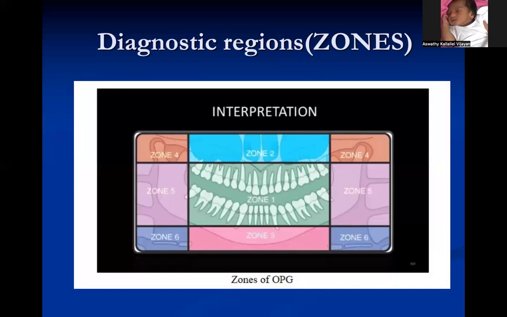Now, the diagnostic regions or zones in an OPG for interpretation are divided into 6 zones. Zone 1 is the maxillary and the mandibular teeth. Zone 2 is the midface region, which consists of the maxillary sinus, nasal septum, nasal fossa. Zone 3 is the body of the mandible. Zone 4 is the temporomandibular region, that is the condylar head, coronoid process. Zone 5 is the ramus and the cervical spine region. And finally, zone 6 is the hyoid bone.